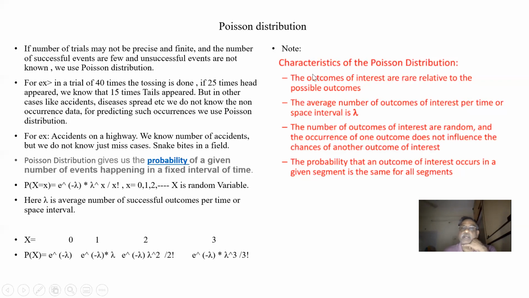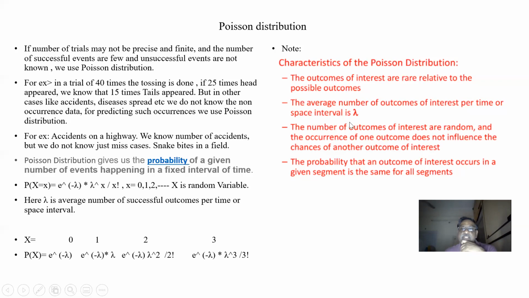So, what are the characteristics of Poisson distribution? The outcomes of interest are rare relative to the possible outcomes. What does that mean? That means number of accidents, say 5 per day, there may be 1,000 vehicles traveling, crossing. So number of accidents are very less compared to the total number. Snake bites are very less compared to the possible snake bites. So the outcome is very less compared to the possible outcomes.